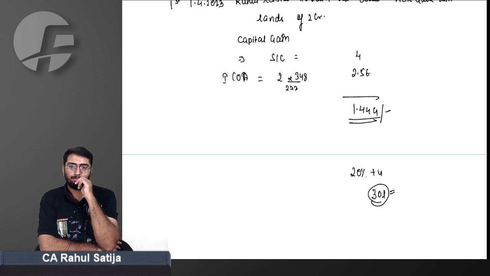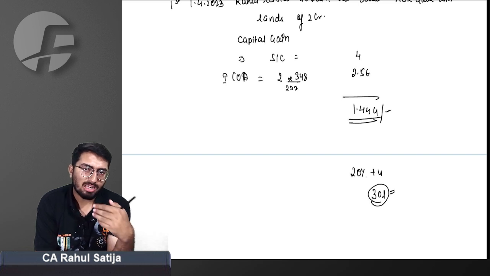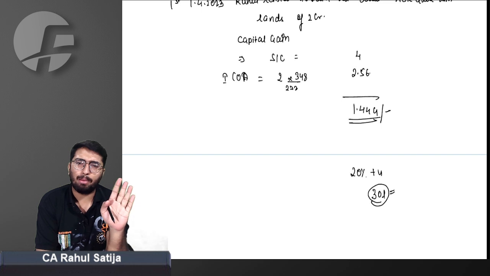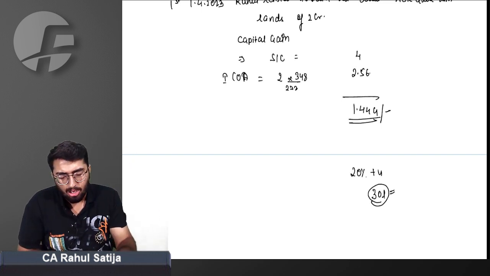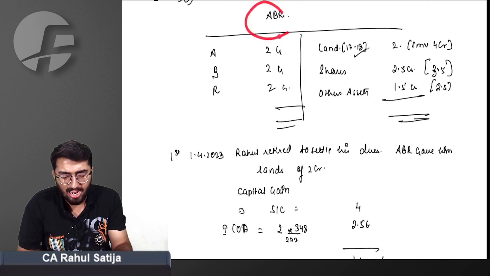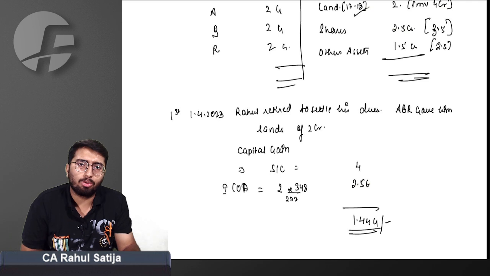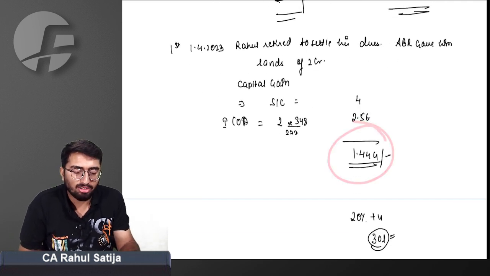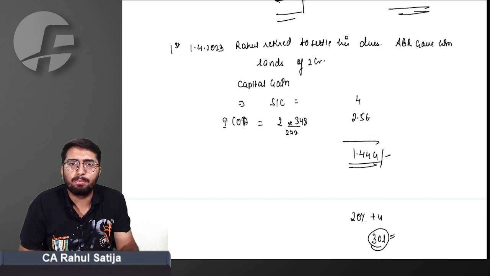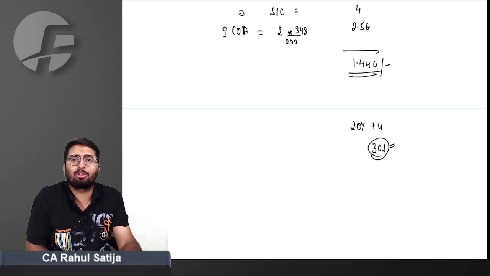Everybody with me? Understanding what I am saying. What the government is asking me to do is calculate the capital gain if this land were sold to an outsider. The firm could easily have realized 4 crore rupees. Capital gain would have arisen in the hands of the firm of 1.44 CR, and tax leviable in the hands of the firm would be 30 lakh rupees.